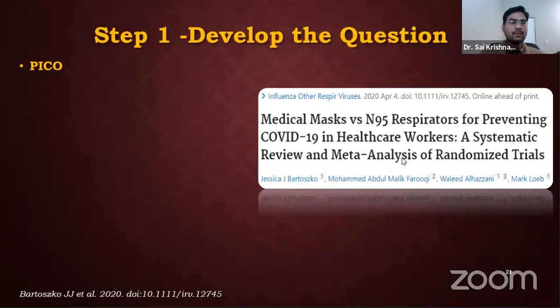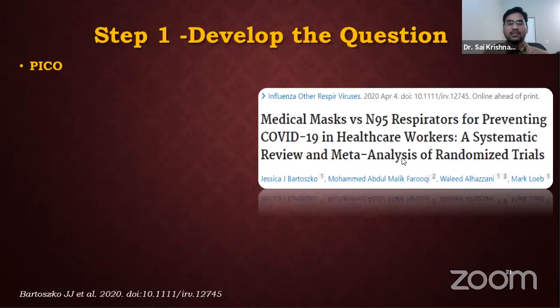So whenever some idea strikes your mind and you are ready to go with a systematic review, try to put your thought or idea in the form of PICO, P-I-C-O. Then just by looking at this title, you can frame what the PICO is. It's very simple. The title is: medical masks versus N95 respirators for preventing COVID-19 in healthcare workers. It's a systematic review and meta-analysis of randomized controlled trials. So here the patients or population is healthcare workers. It's very clear and pretty straightforward in the title itself. And if you look at I, that is intervention, it is a medical mask. And the comparator could be N95 respirators.